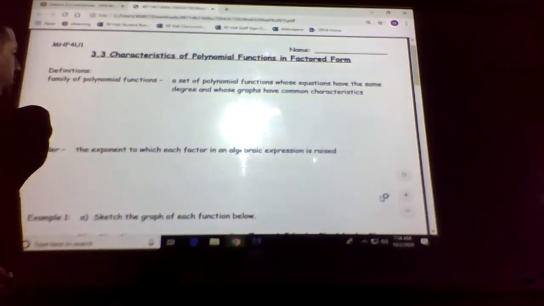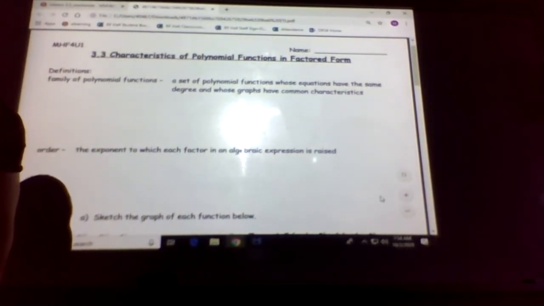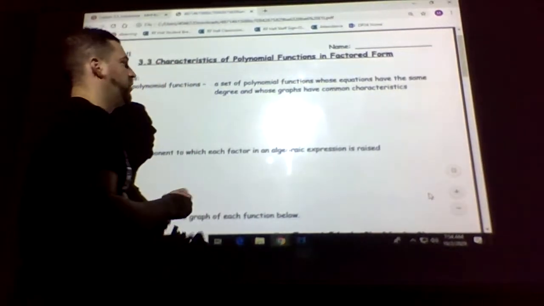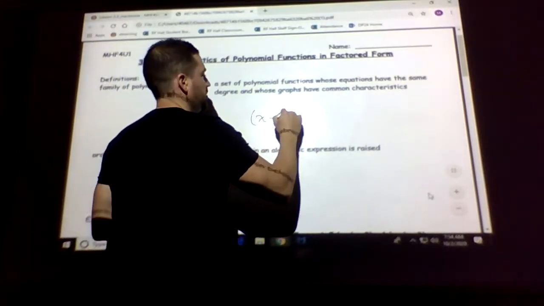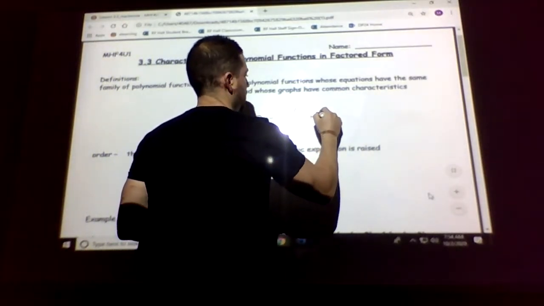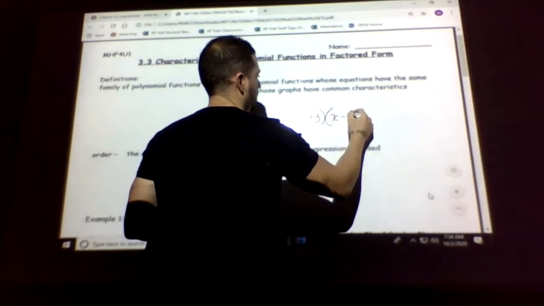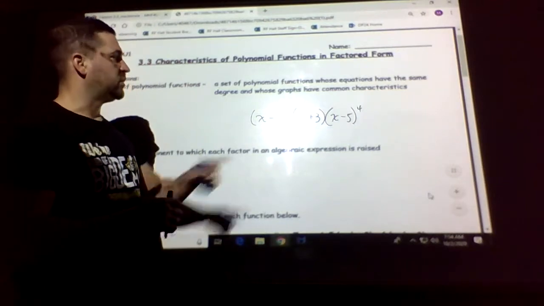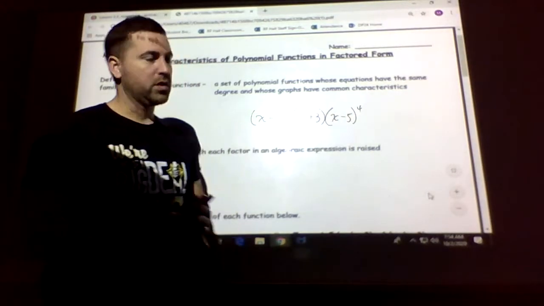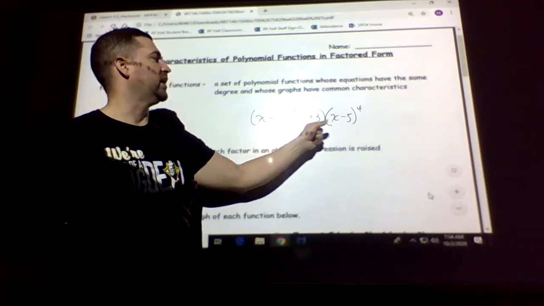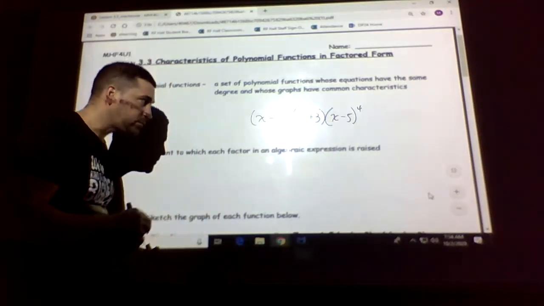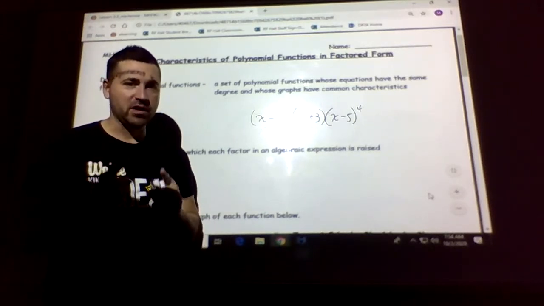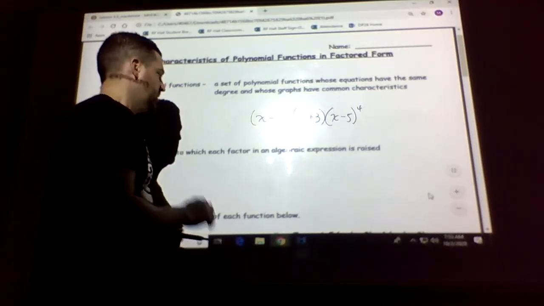Just to recap, when we have order, we're looking at the exponent on top of the brackets. So like (x - 2), (x + 3). The number on top of the bracket is the order. So this would be order 2, order 1, order 4. These would be our x-intercepts, 2, -3, and +5. When it's an odd number, it's going to cut through the x-axis. If it's an even number, then it touches the x-axis.